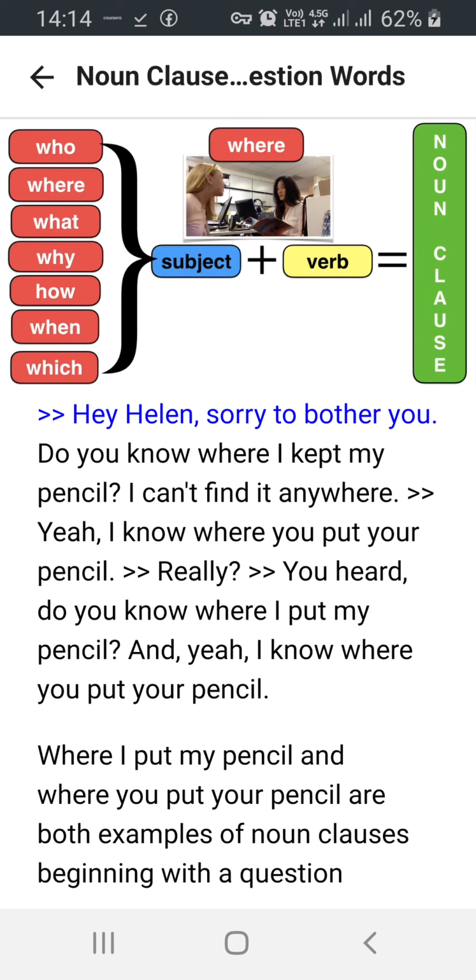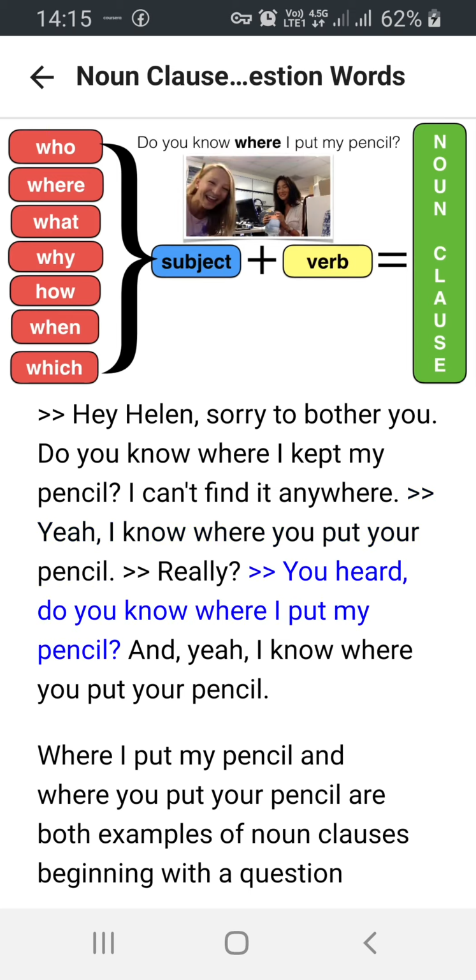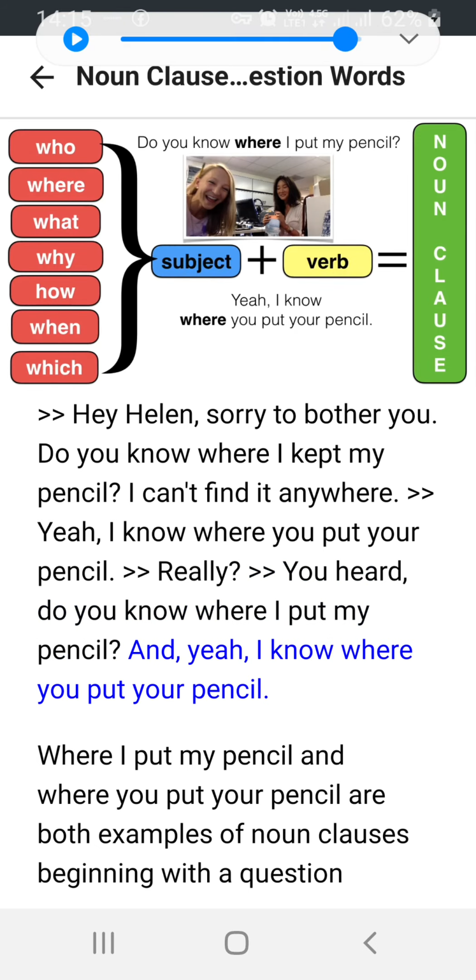Hey, Helen. Sorry to bother you. Yeah. Do you know where I put my pencil? I can't find it anywhere. Yeah, I know where you put your pencil. Really? You heard, do you know where I put my pencil? And, yeah, I know where you put your pencil.